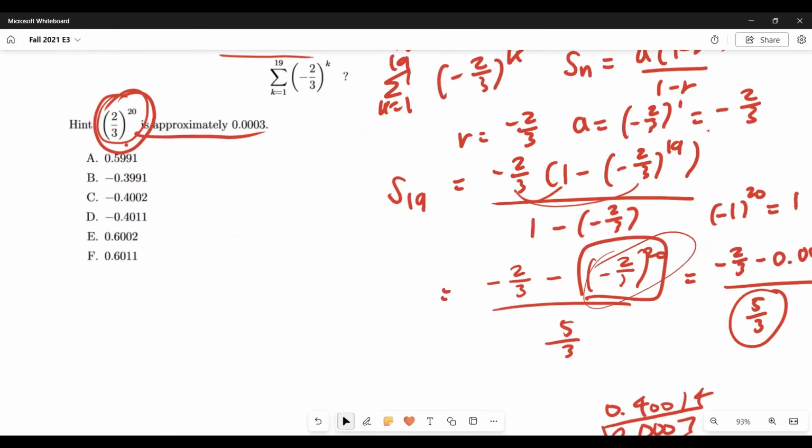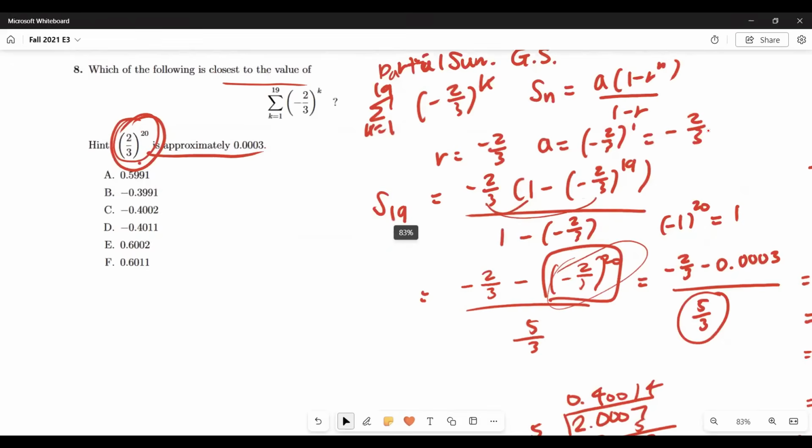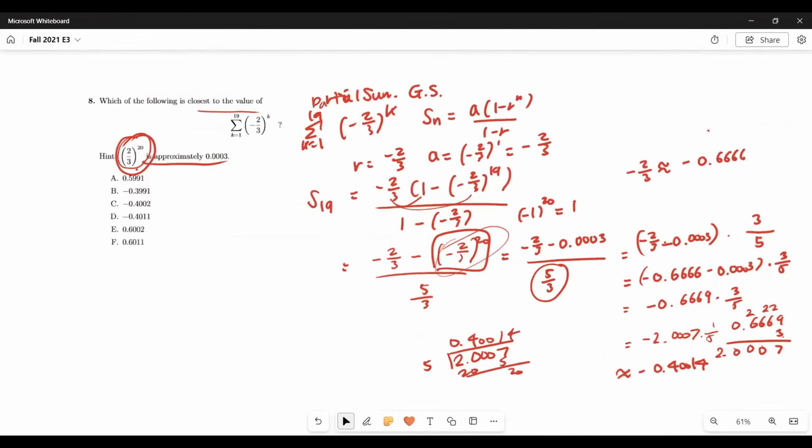So negative 0.40014, right? So the value is approximately close to C, right? Because this value is the same as 0.4.